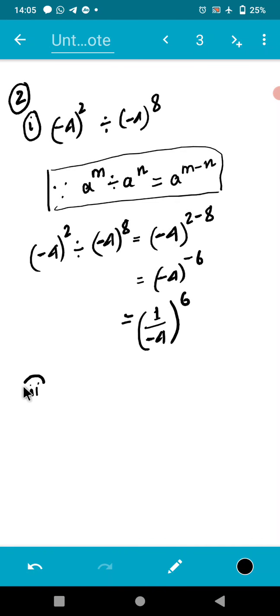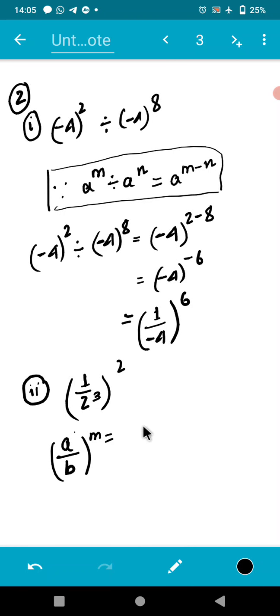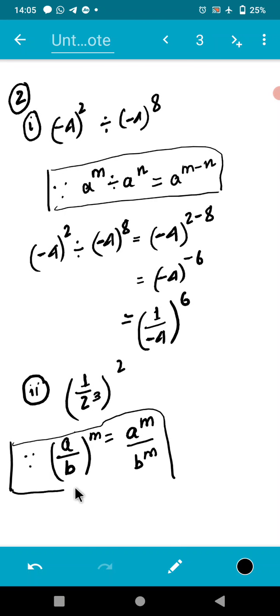Now in number 2, we have 1 by 2 cube, whole to the power 2. If you have to solve this sum, in this case we will use two laws. Let me write down the first law which we'll use: a by b, whole to the power m. How do we open this? It is a to the power m by b to the power m. This is the law that we'll use for the first step.